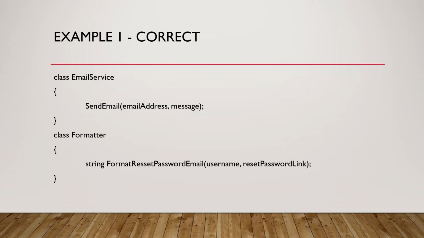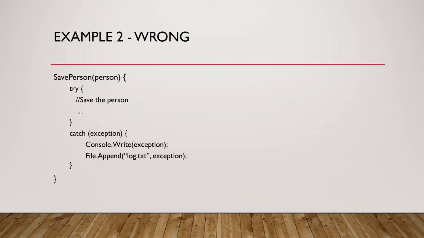Let's take a look at another example. Here we have a save person method. Pause the video for a second and think for yourself, what's wrong with this method? You probably have guessed right. This method is doing two separate things. It has two separate responsibilities. One is saving that person, and it's about the persistence. Also, it is responsible for logging any exception that occurs here. So this method wants to log, but it doesn't need to know the implementation. It is not its job.